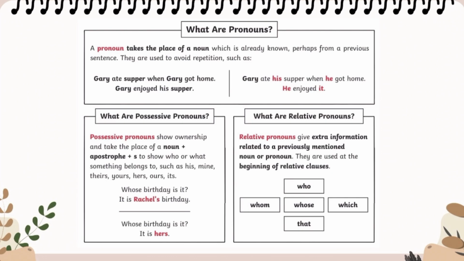A relative pronoun gives extra information related to a previously mentioned noun or pronoun. They are used at the beginning of relative clauses. Who, whom, whose, which, that.